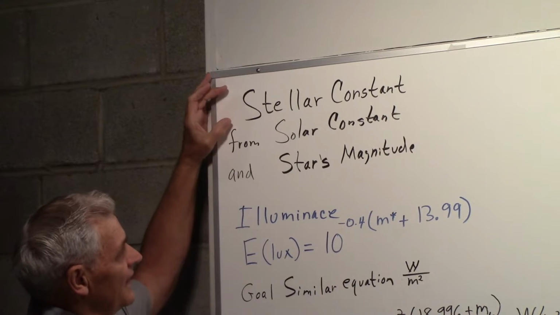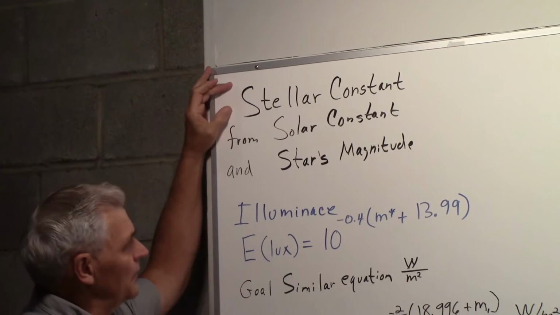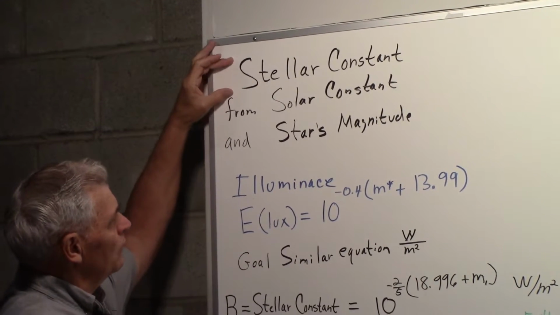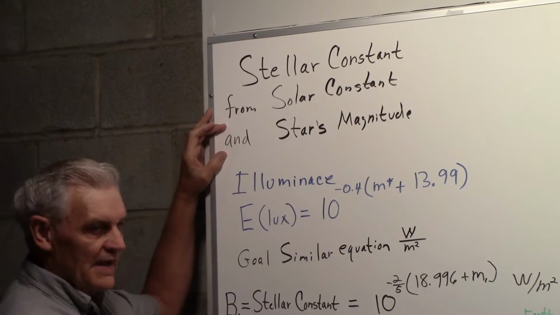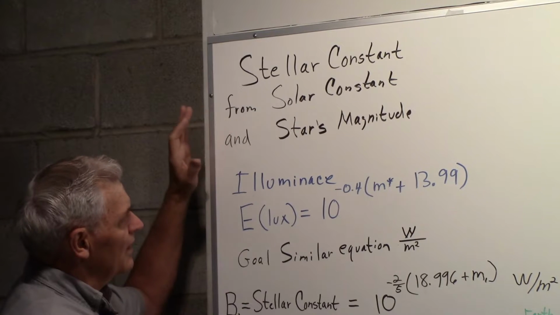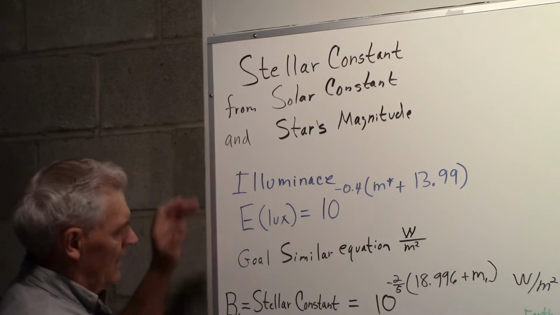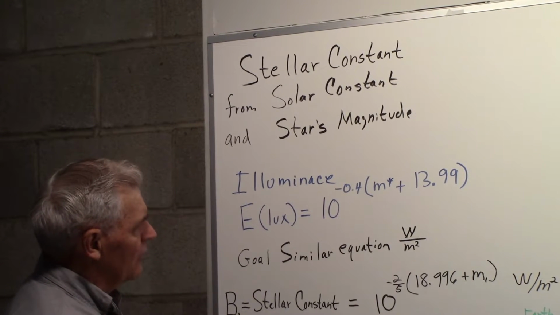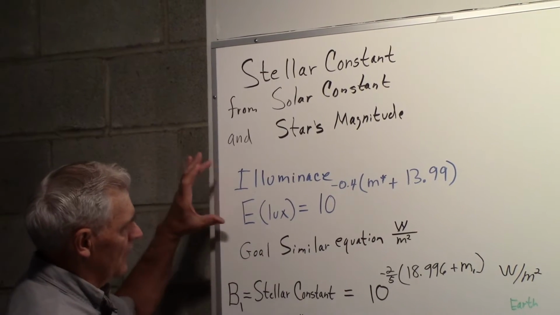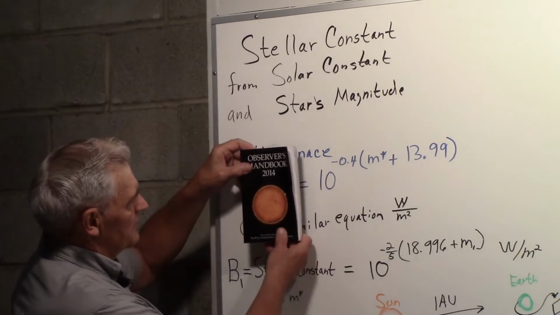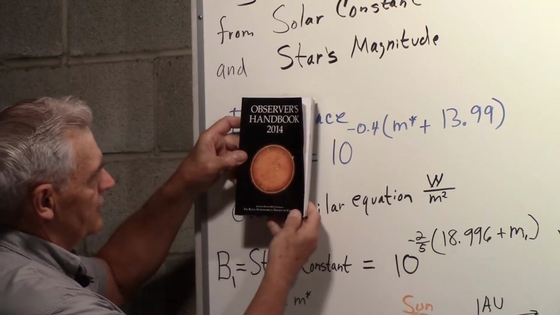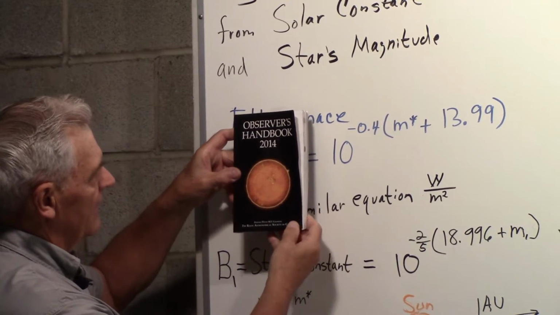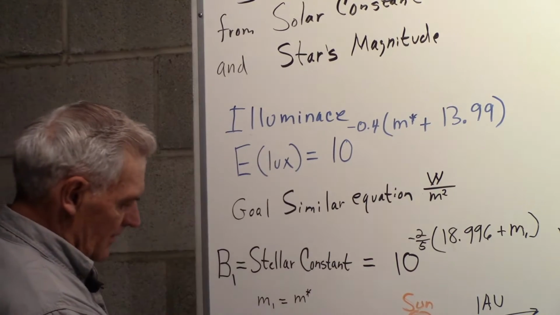Stellar constant, the idea of a stellar constant is what we want to talk about. And we'll find the stellar constant from the solar constant and the star's magnitude. We want to come up with an equation, and we also want to compare the equation we come up with to one that's in the Observer's Handbook, the Royal Astronomical Society of Canada's Observer's Handbook.